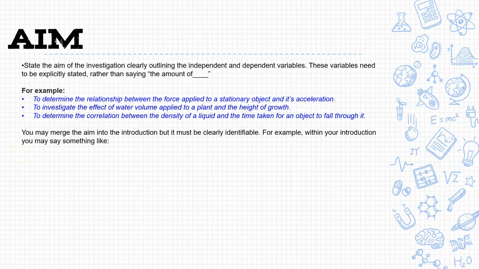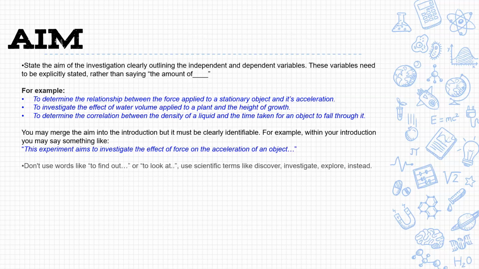You sometimes can merge the aim into the introduction. So in that last paragraph of the intro, you may say this experiment aims to do this, aims to determine the correlation, etc. That's okay. I personally prefer to have the aim as a separate heading so it's nice and clear, but some people do like to merge that right at the end of the introduction. So if you did that, you may say something like, this experiment aims to investigate the effect of force on the acceleration of an object. That would be the last sentence of your introduction rather than having a separate aim.